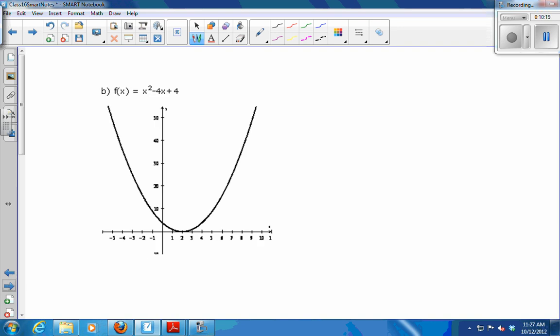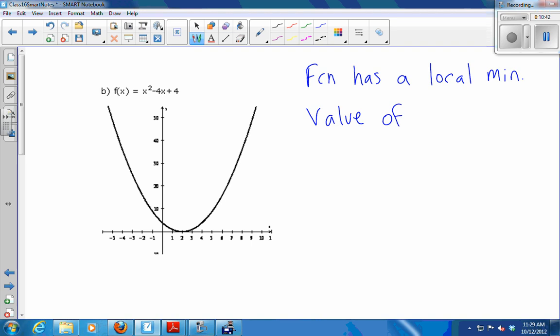Okay, you do the next two. Okay, so does this function have a maximum or a minimum? A minimum. So this function has a local minimum value of what? 0. It occurs, yeah, at x equals 2.